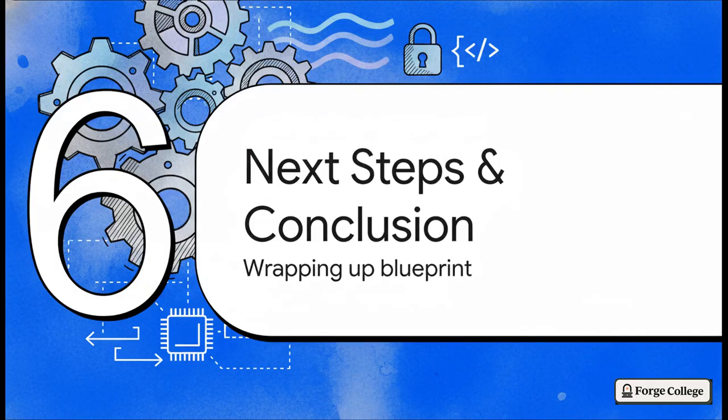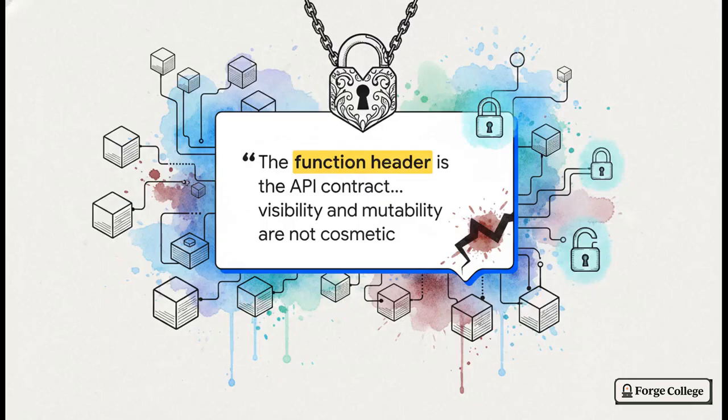Section 6. Next steps and conclusion. Wrapping up the blueprint. As we wrap up this explainer, always keep this in mind. Your function headers are not just polite suggestions, they are the strict laws of blockchain physics. If you mislabel a visibility or mutability modifier, you could either end up burning a fortune in unnecessary gas, or worse, leaving the vault door wide open for hackers.